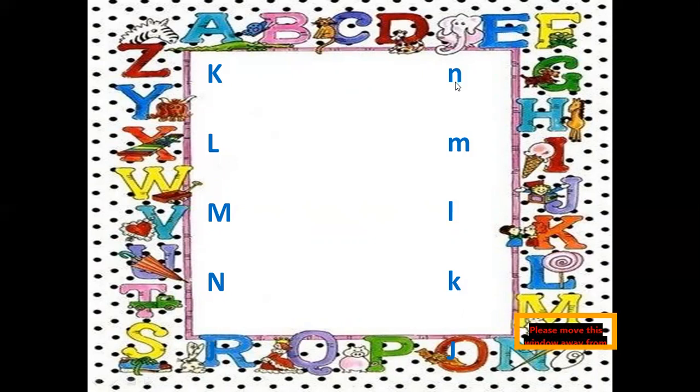N. This is the letter N. This is not K. This one, no. This one is also not the letter K. This is M. This one, no. This is the letter L. So this one, yes, this is the letter K. Look here, they look the same, but their writing position is different.